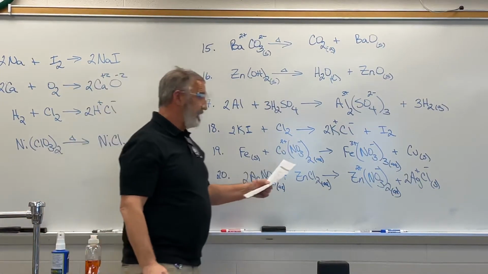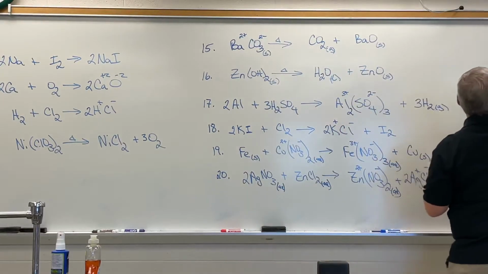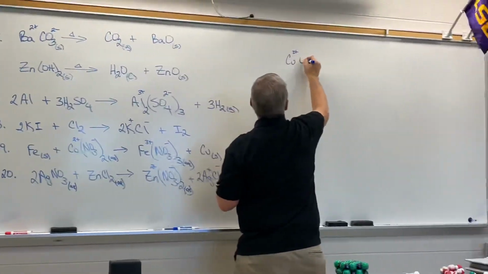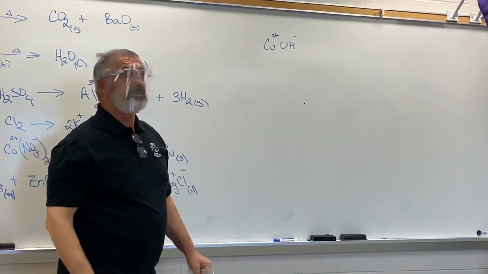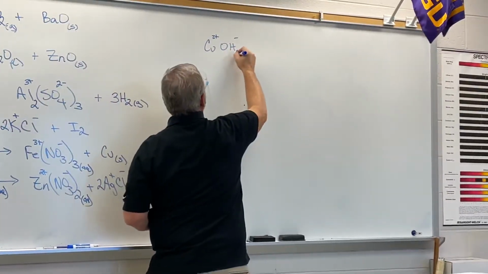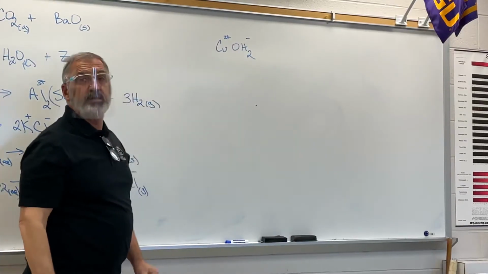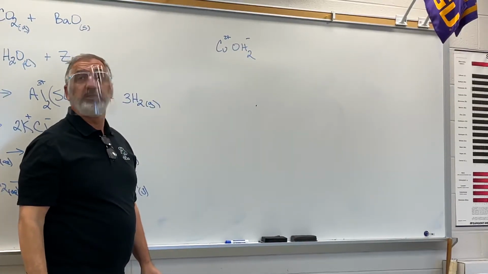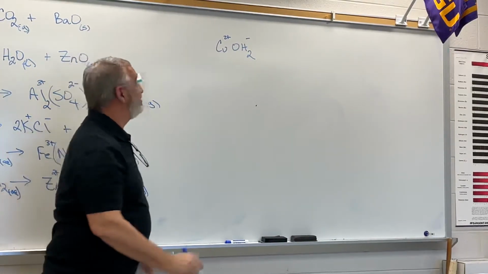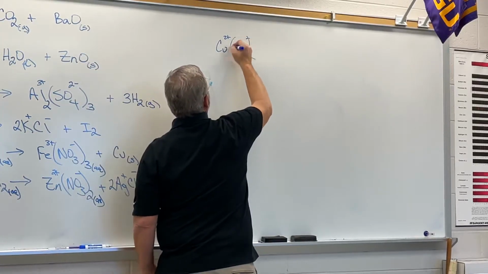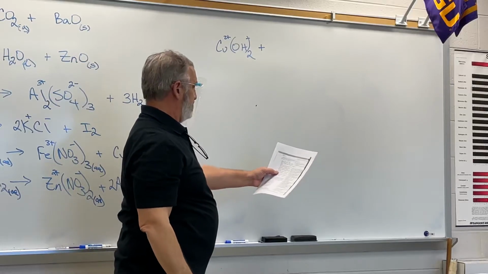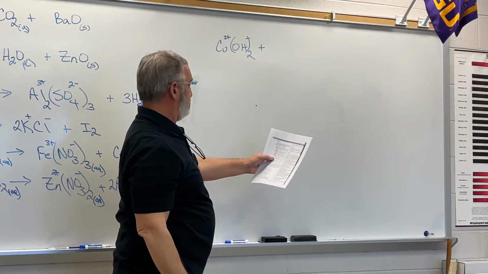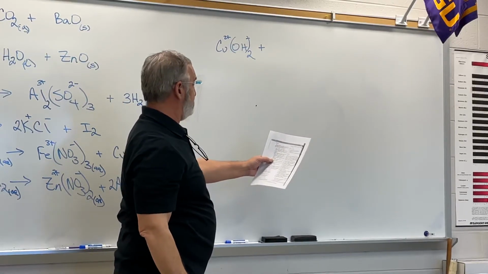21. Copper 2 hydroxide. Cu is 2 plus, OH is minus. So what's the formula? Cu(OH)2, like that. We have to have a parenthesis, that's right, because I need 2 OHs. Plus acetic acid.